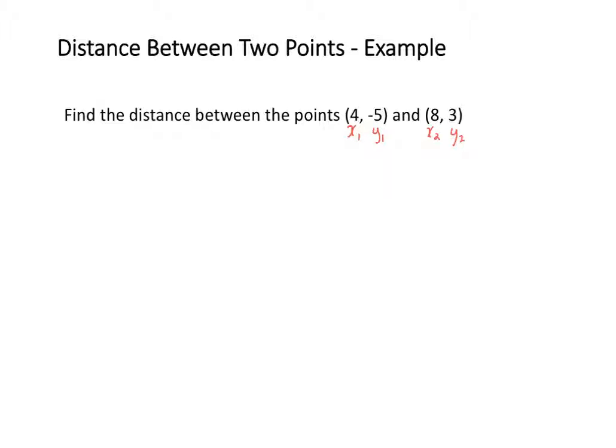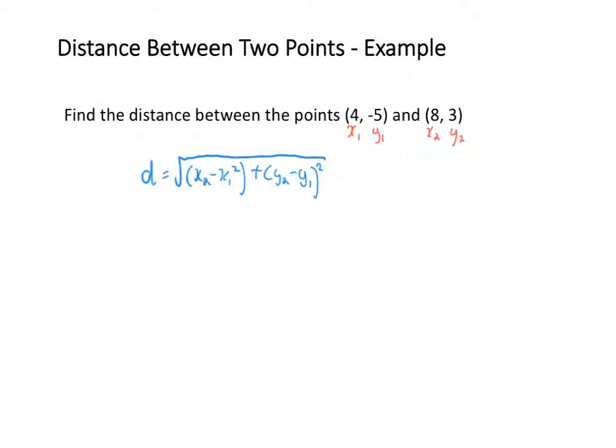Now remember, it doesn't matter which order you label them in, as long as one set of coordinates are both labelled 1 and one set of coordinates are both labelled 2. So now that you have gone ahead and you have labelled your coordinates, you can start using the formula. The first step is going to be to write the formula down, and that's going to be the square root of (x2 minus x1) squared plus (y2 minus y1) squared.